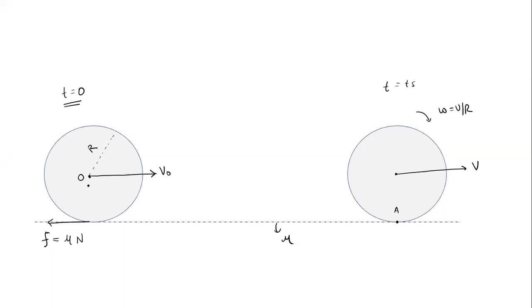Now, if you draw the free body diagram of this body, mg will be acting downward. This is mg. Then we have a normal reaction N. So what is the value of the normal reaction in this case? The normal reaction will be equal to mg. So what is the value of the friction force? Mu mg.